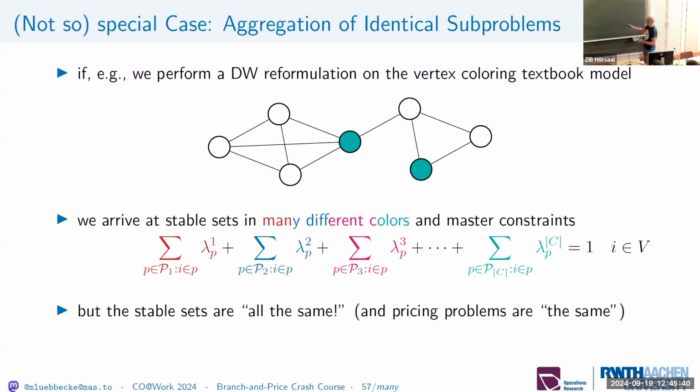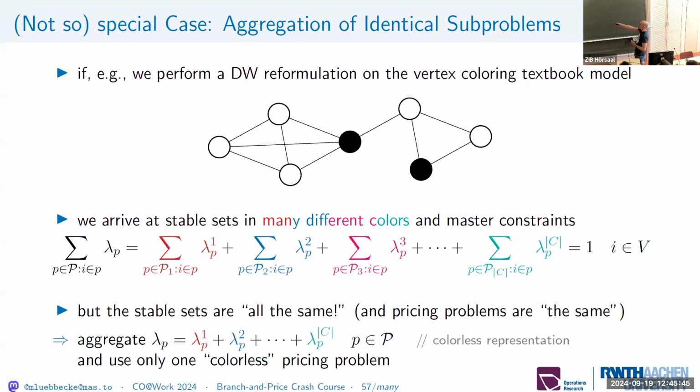So what we could do is we just aggregate everything that we have here. So just say, okay, I will use a certain stable set in red, and maybe the same stable set in blue, and maybe in another color. But how often I use it in total, I will represent by another colorless variable. So I'm aggregating the information, having fewer variables, and the symmetry in the colors is gone. So this is how we arrived at the pattern-based formulation for vertex coloring. I did a Dantzig-Wolfe formulation on the textbook model, and then I performed this aggregation. Okay, so this is the truth.